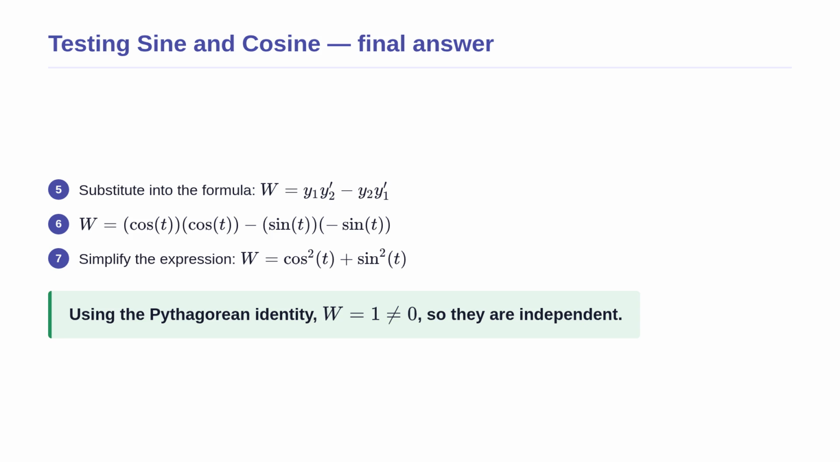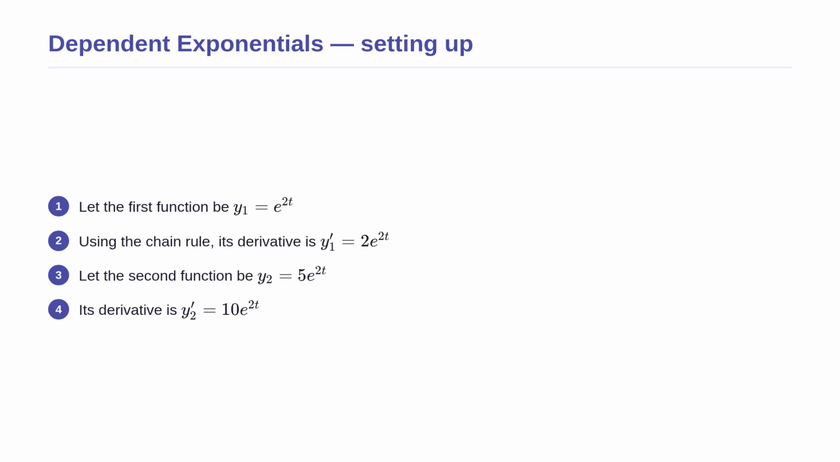Using the fundamental Pythagorean identity, we know this always equals exactly 1. Because 1 is clearly not equal to 0, this mathematically proves that the sine and cosine functions are completely linearly independent. Let us look at another scenario where the functions might not be as helpful.